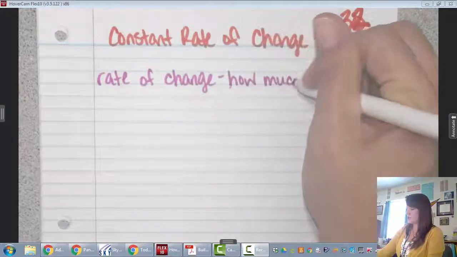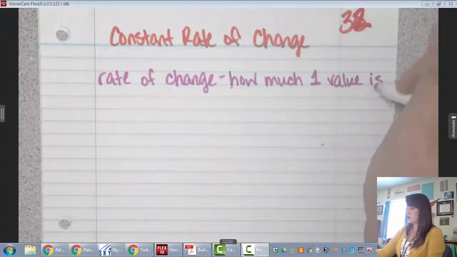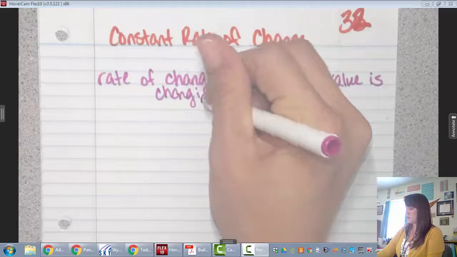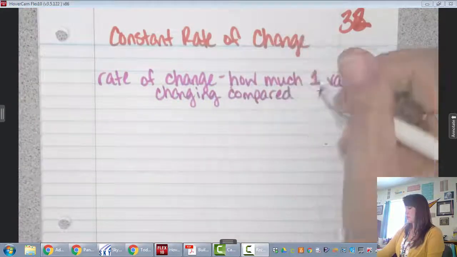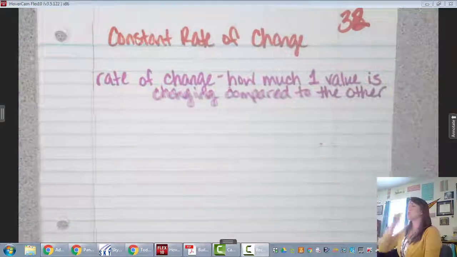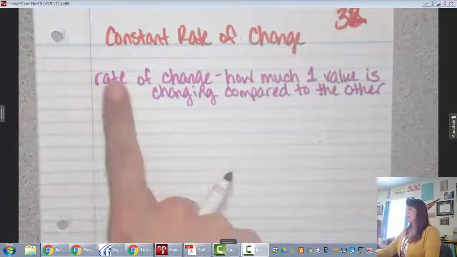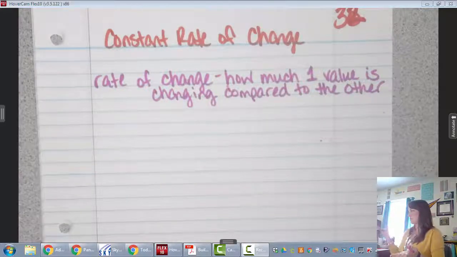How much one value is changing compared to the other. So we know, like with ratios and proportions, we have two values, like money and eggs, and we're comparing money and eggs. This is just how much is money changing compared to how much eggs are changing.